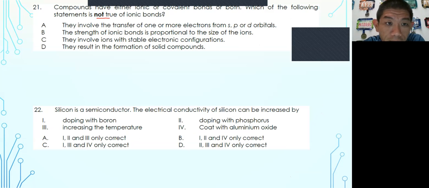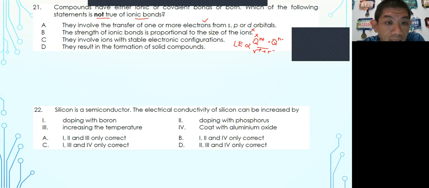For ionic bond, A: they involve the transfer of one or more electrons from s, p and d orbitals, which is correct. Transfer from s to p, from d to p is possible. B: strength of the ionic bond is proportional to the size of ion. Now, this one is incorrect because we know that the strength of the ionic bond can be measured by what we call lattice energy, where lattice energy is directly proportional to the charge, yet inversely proportional to the interionic radius. So inversely proportional means if you have a smaller size, you have a greater strength. So the statement B is not correct.